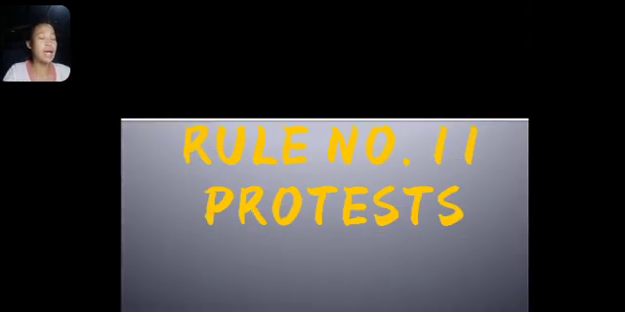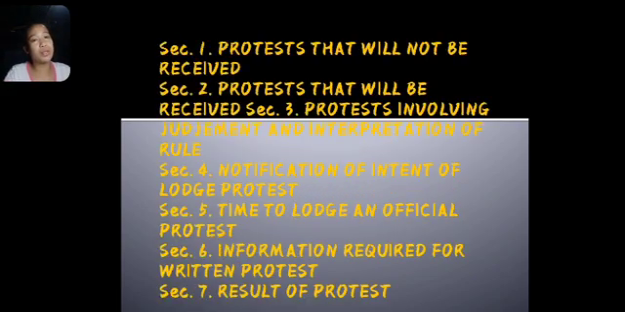Rule number 11, Protest. Section number 1, protests that will not be received. Protests shall not be received or considered if they are based solely on a decision involving the accuracy of judgment on the part of the umpire, or if the team lodging the protest won the game.